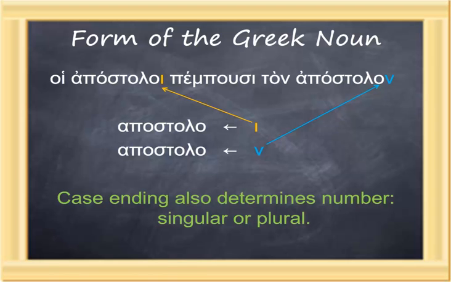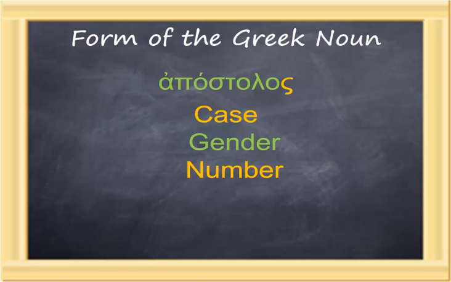So the case ending can give us the number, singular or plural, of the noun. By way of side note, in classical Greek there was a dual form for items that occur in twos, such as eyes and ears, but that form has disappeared by the time we get to the Koine Greek of the New Testament. So in review, a Greek noun, apostolos in this case, has three characteristics: case, gender, and number.